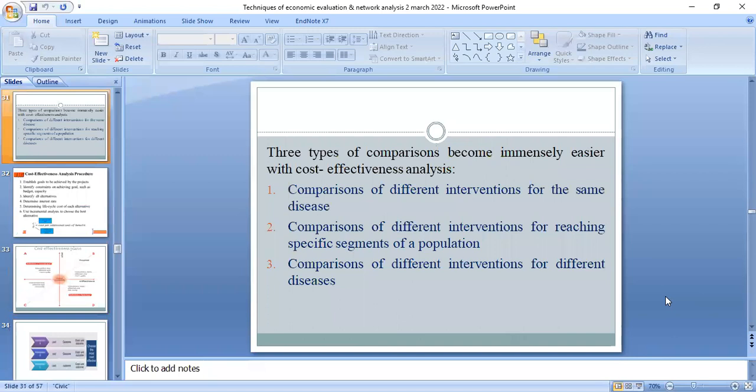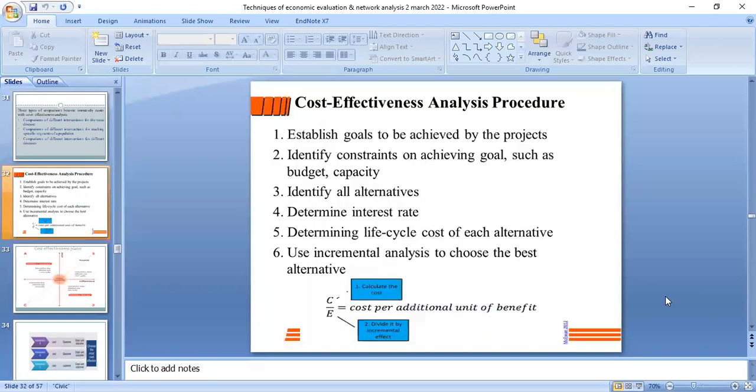That is the comparison of different interventions for the same disease, comparison of different interventions for reaching specific segments of a population, or the comparison of different interventions for different diseases. Now, the procedure for cost-effectiveness analysis includes: establish goals that can be achieved by the projects, identify constraints on achieving goals such as budget and capacity, then identify all alternatives, then determine the interest rate, and then determine the life cycle cost of each alternative, and then use incremental analysis to choose the best alternative.